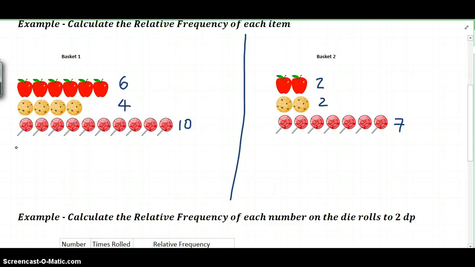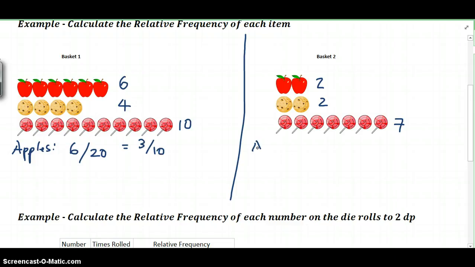So now for the apples, how many times do you see the apples occurring, or observe? How many times do you observe the apples? 6. And how many total items do we have? So 6 plus 4 plus 10. So this would be 20. So our relative frequency for apples is 6 out of 20. Or if we simplify that, because we can half 6 and we can half 20, we can reduce that down to 3 out of 10.